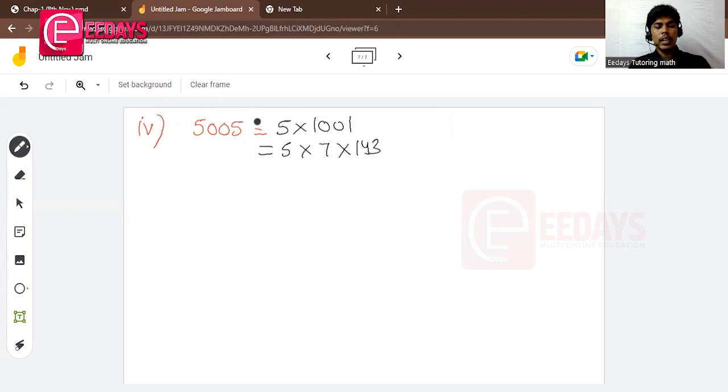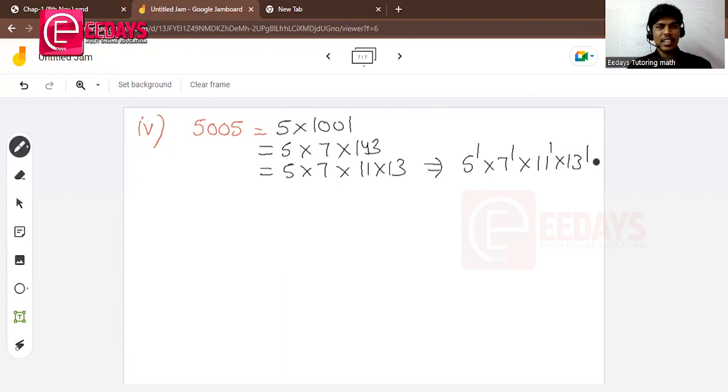Now 143, how can you split? 5 into 7 into 143, can we write with the 11 table? 11 times 13. Now it comes to 5 into 7 into 11 into 13. All are prime numbers. We just stop it here. So you just write 5 power 1, 7 power 1, 11 power 1, 13 power 1. This is quite interesting, right? There are no squares, compared with the previous questions. I hope everyone understood.